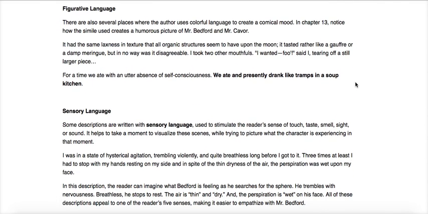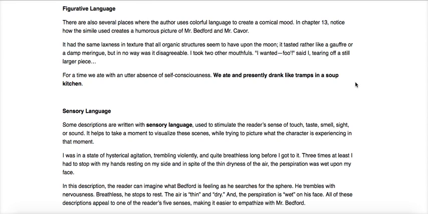Figurative language. There are also several places where the author uses colorful language to create a comical mood. In chapter 13, notice how the simile used creates a humorous picture of Mr. Bedford and Mr. Caver.